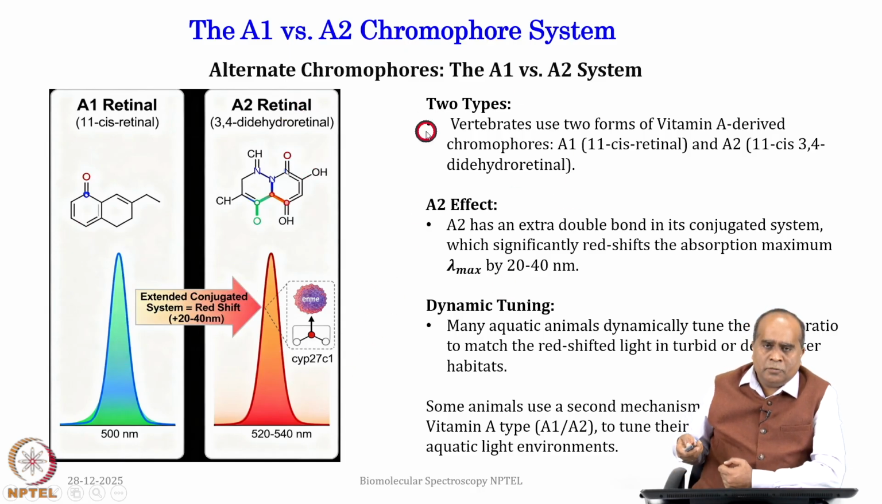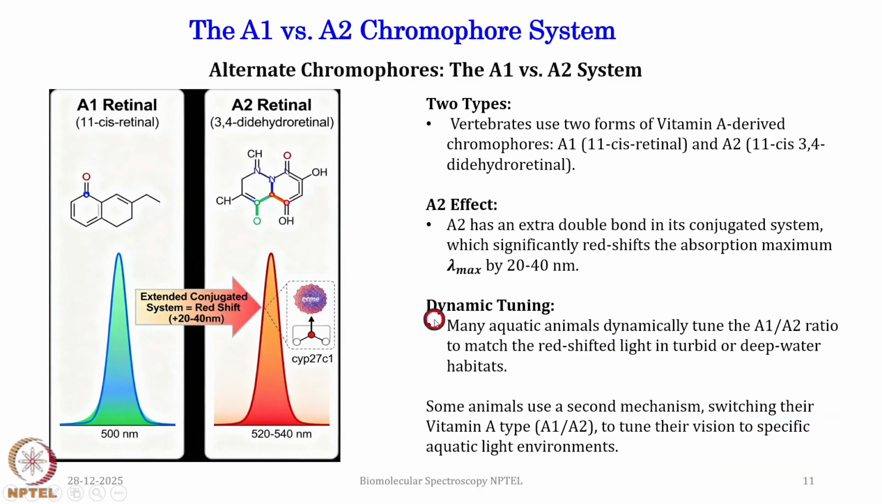So, vertebrates use two forms of vitamin A derivatives: A1, which is coming from what we are discussing, 11-cis retinol, versus A2, which is 11-cis 3,4-didehydroretinol. So, here is that difference, this is the structure, cis trans, this can also be done. So, A2, what it is doing, A2 has an extra double bond, right, if you look here, a conjugated system, and significantly red shifts the absorption maxima by 20 to 40 nanometers.